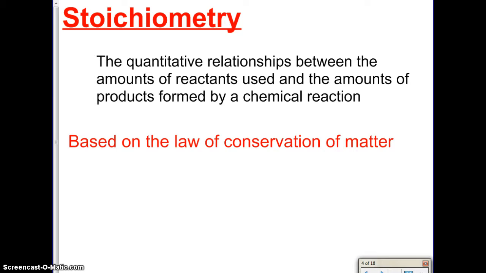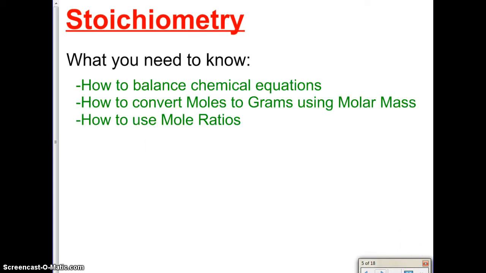Now, stoichiometry is all based off the law of conservation of matter, so just keep that in mind as we're going through. Now, we need three things while we're doing the stoichiometric equations, or problems. We need a balanced chemical equation, which we should be able to do. We should be able to convert moles to grams using molar mass values, and we should be able to use molar ratios from a balanced chemical equation.